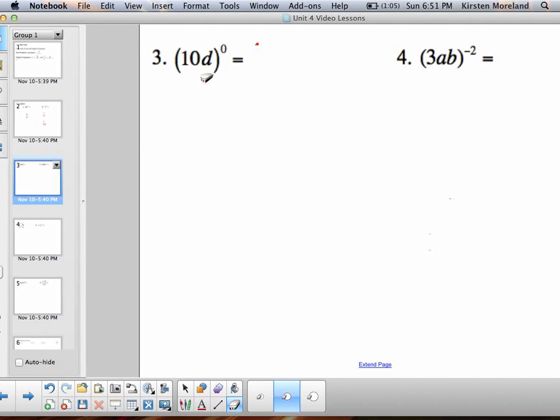Right? Our next example is 10d to the 0. Now this is getting you to seem like you need to do work by distributing the 0 to both parts. But anything, if it's got a 0 outside of the parentheses, it's always going to be 1. I don't care what's inside, it's always going to be 1.